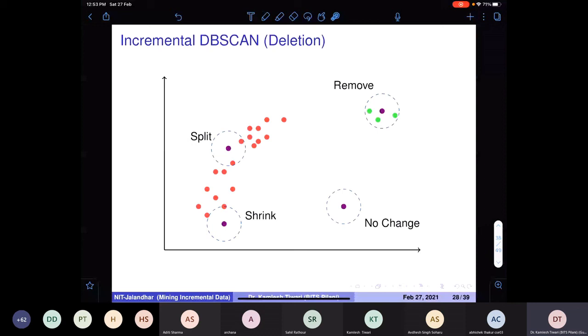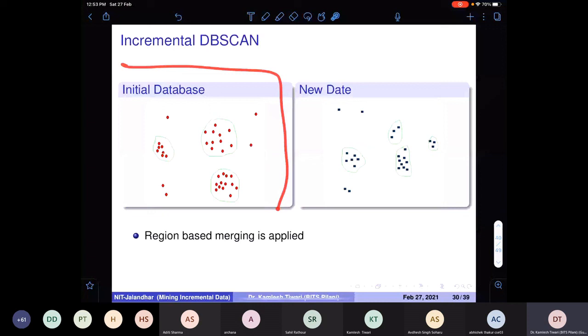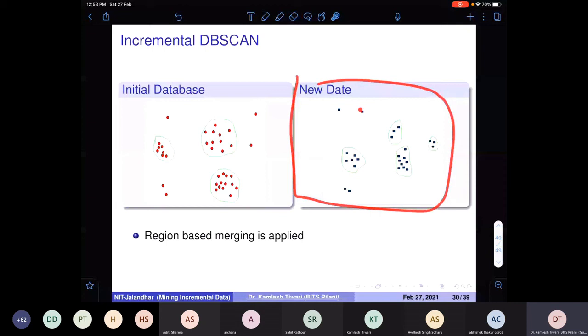So the actual algorithm says that you don't do all the things immediately, you wait for some time. For example, let's assume that this is the initial database on which you have applied DBSCAN, and you discovered that this and this are the clusters, and a few new data items are coming. For example, here and this item are coming.